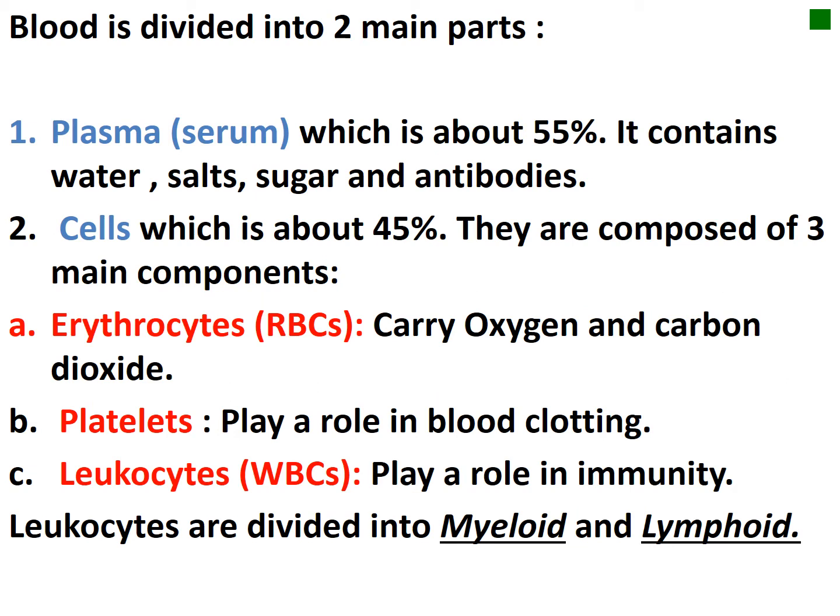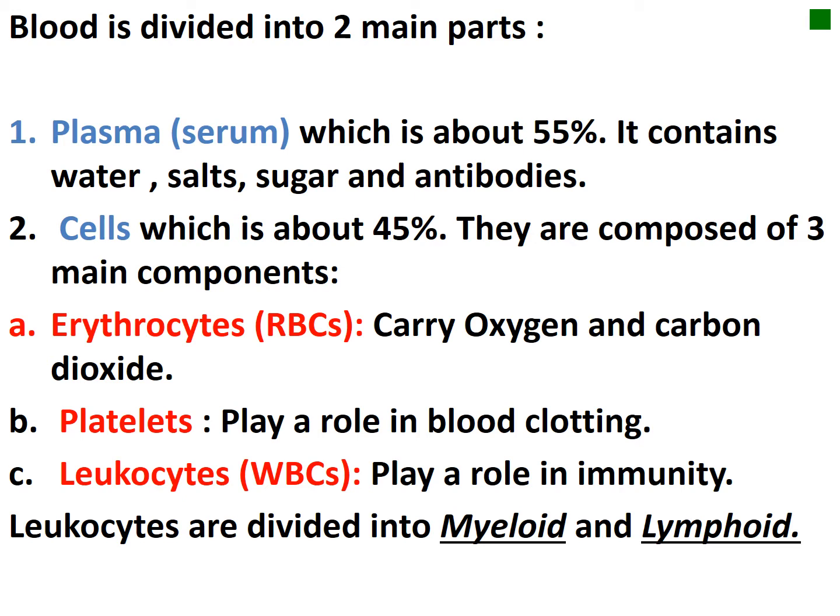To start with, blood is divided into main parts. We have the plasma, which is serum, and the cells. Plasma is about 55%. It contains the water, salt, sugar, and the antibody. Cells compose about 45%.